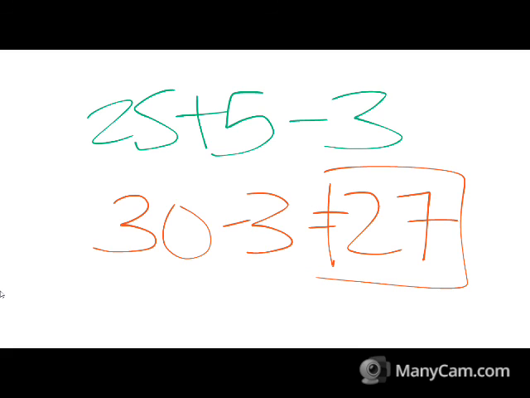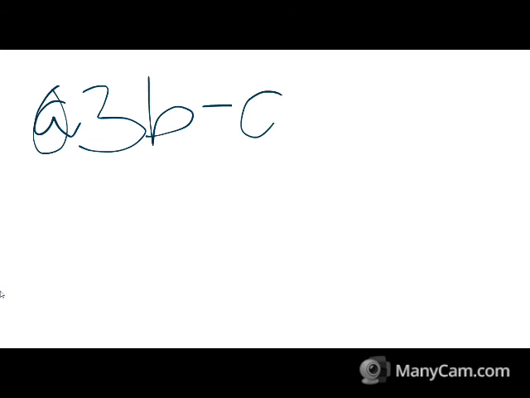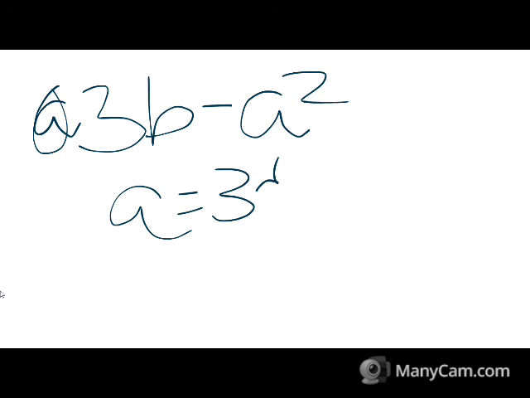So let us try the Got It. Why don't you try Got It A, 3b minus a squared, given that a equals 3 and b equals 4.